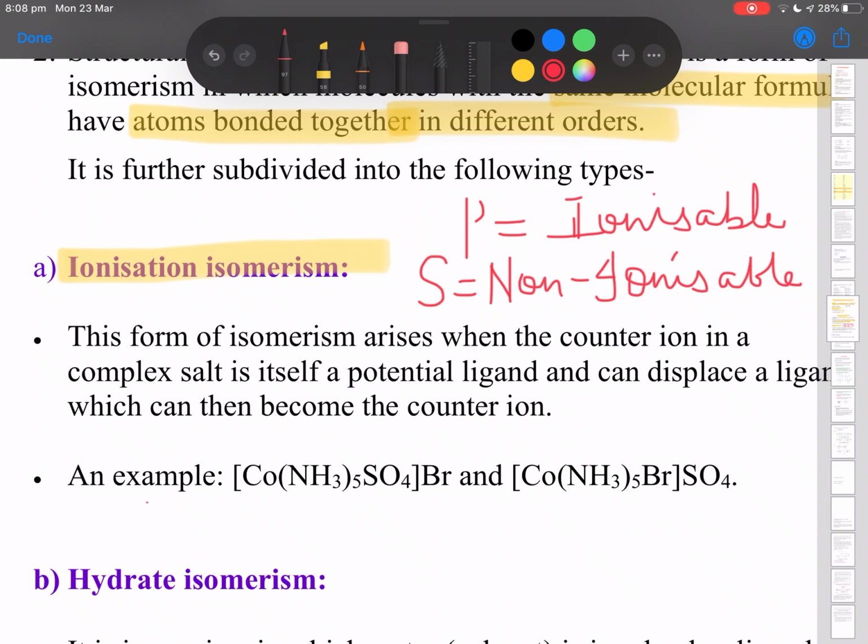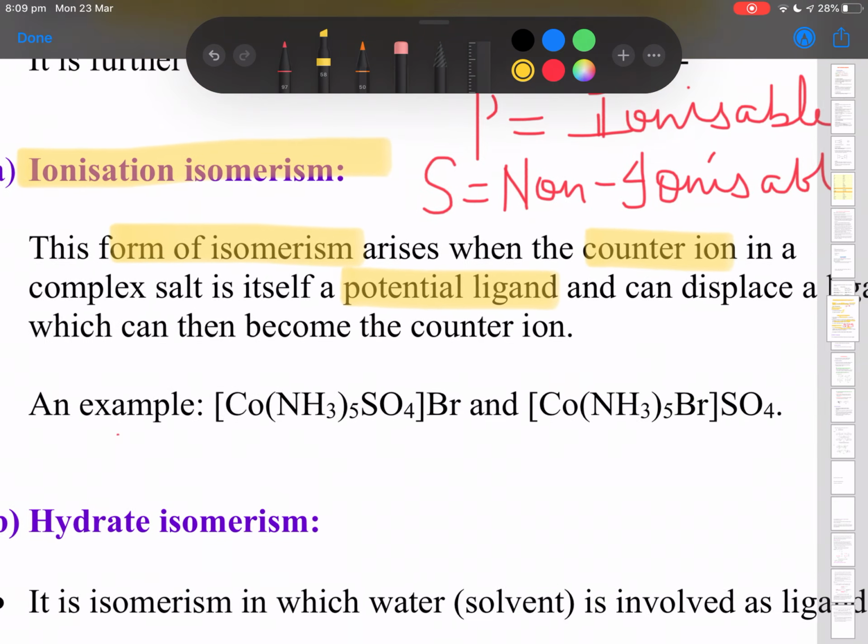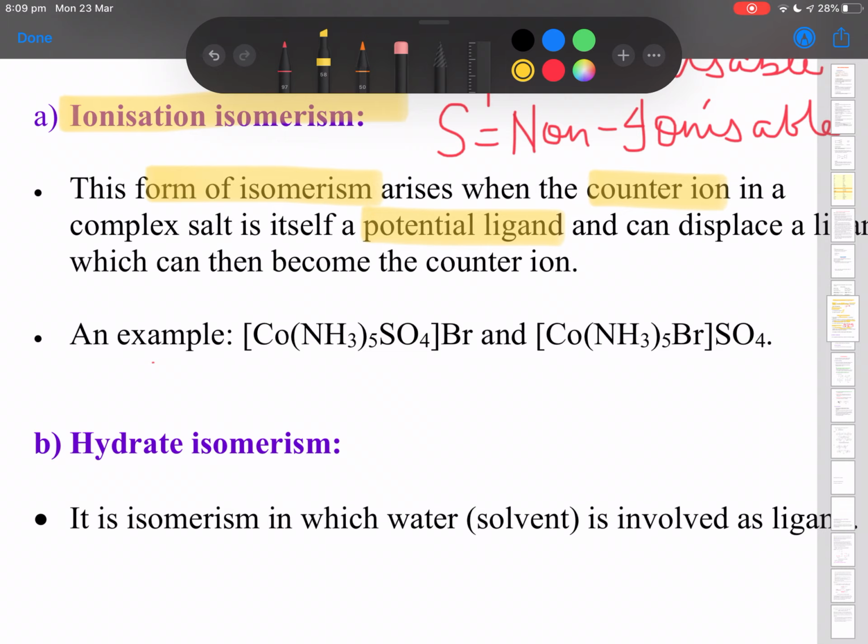To put it in simpler words, there is an exchange between the counter ions, which are the primary valencies, and the ligands, which satisfy the secondary valencies. Fine. I'm going to highlight it for you here. See here, it is a form of isomerism because of the exchange of counter ion and the potential ligand. This can be understood with this example very well.